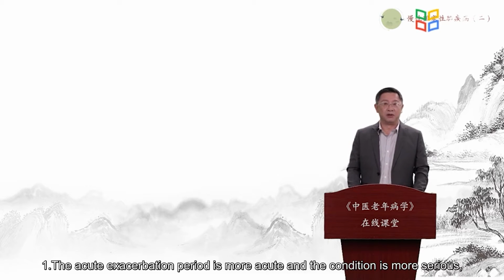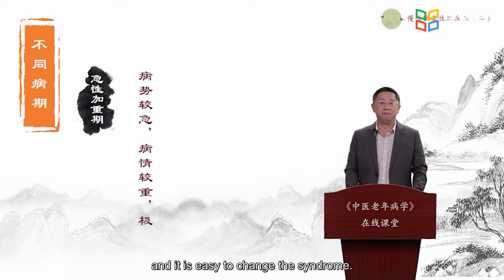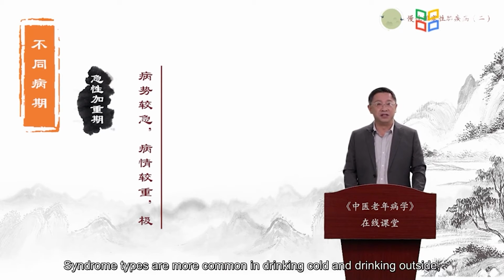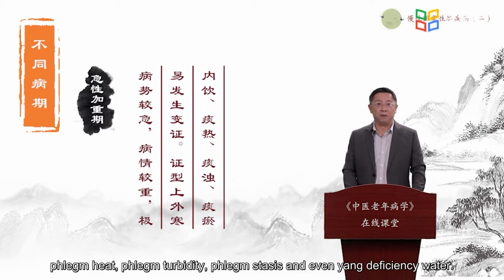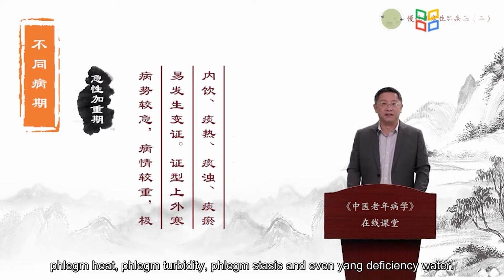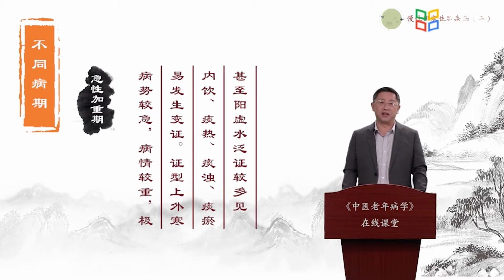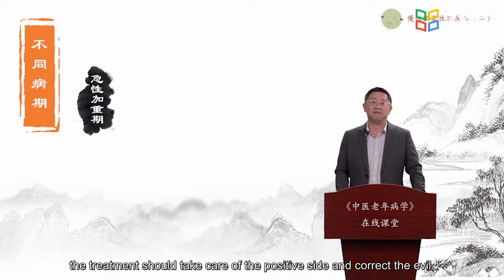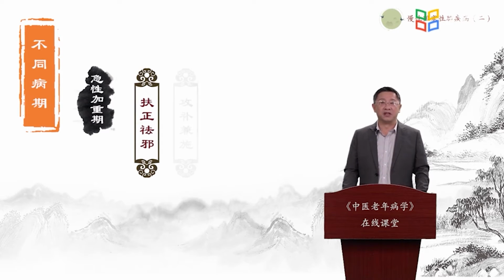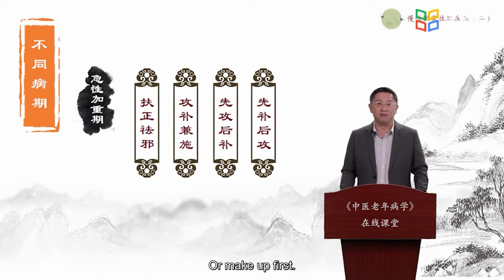From the list, we can see the acute exacerbation period is more acute and the condition is more serious, and it is easy for the syndrome to change. Syndrome types are more commonly cold drinking and external evil, flame heat, flame turbidity, flame stasis, and even yang deficiency with water flooding. At the same time, the treatment should take care of the positive side and correct the evil, or both attack and supplement, or first attack and then supplement, or supplement first.